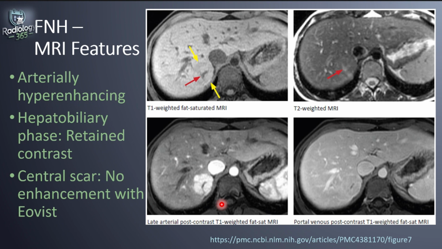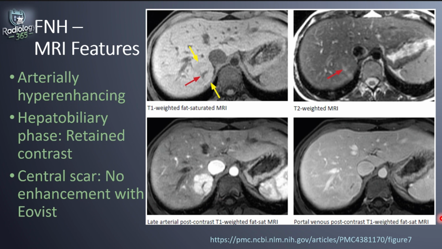And you know, EOVist is a hepatobiliary contrast agent. It's taken up by the hepatobiliary cells. So it makes sense. The central scar will show delayed enhancement with extracellular contrast agents such as Gadavist, but will not enhance with EOVist. It's not enhancing with EOVist because it does not have hepatocytes in the central scar, and so it will not be picked up by EOVist.